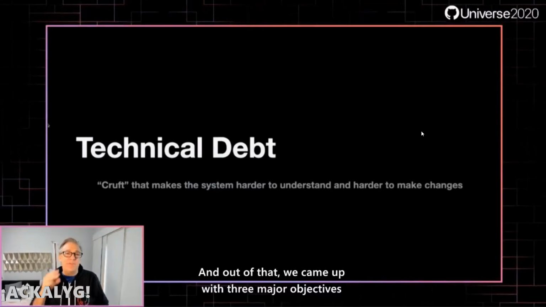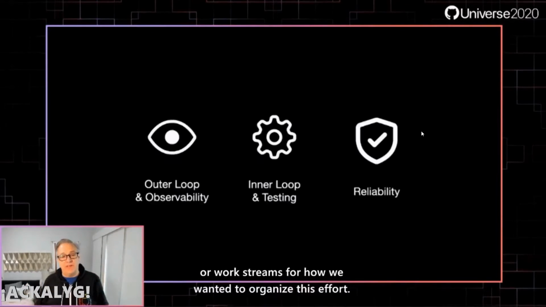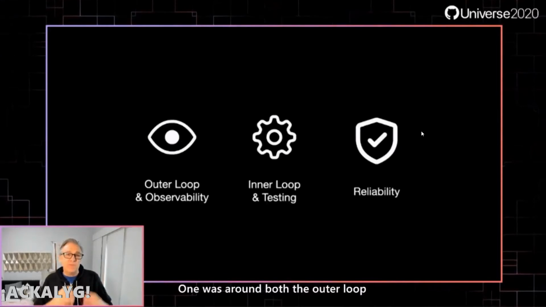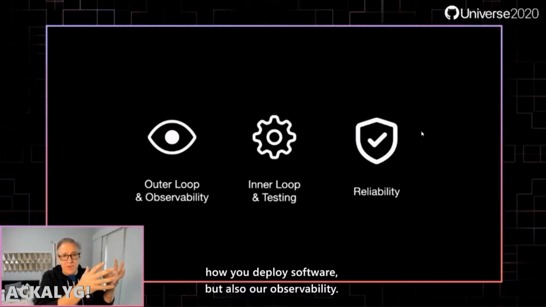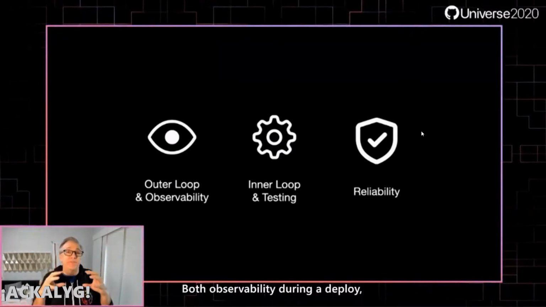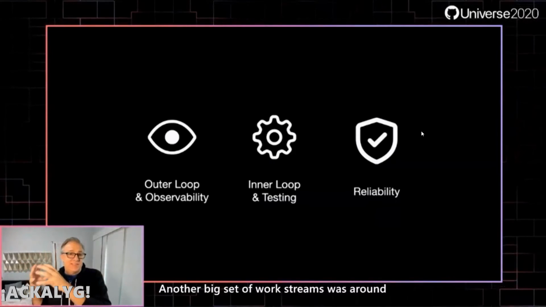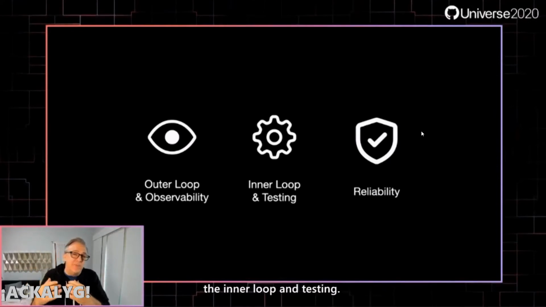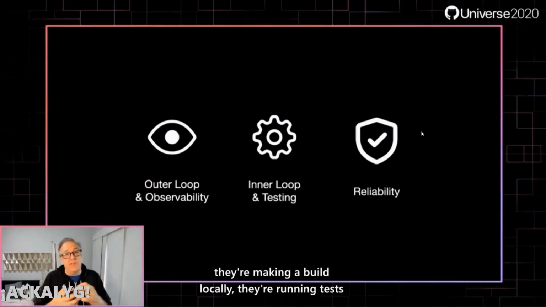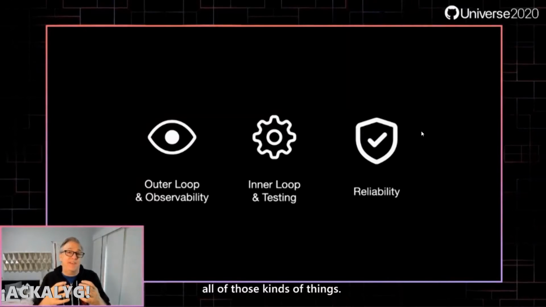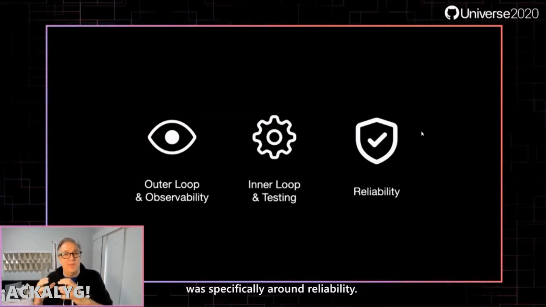And out of that, we came up with 3 major objectives or work streams for how we wanted to organize this effort. One was around both the outer loop, how you deploy software, but also our observability, both observability during a deploy and then just generally speaking. Another big set of work streams was around the inner loop and testing. That is, when someone is coding, they're making a build locally, they're running tests, all of those kinds of things. And then the final work stream was specifically around reliability.